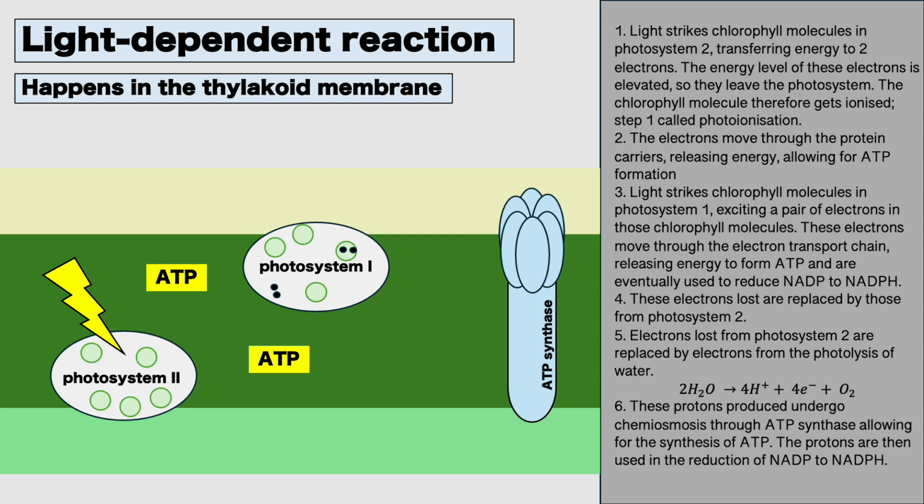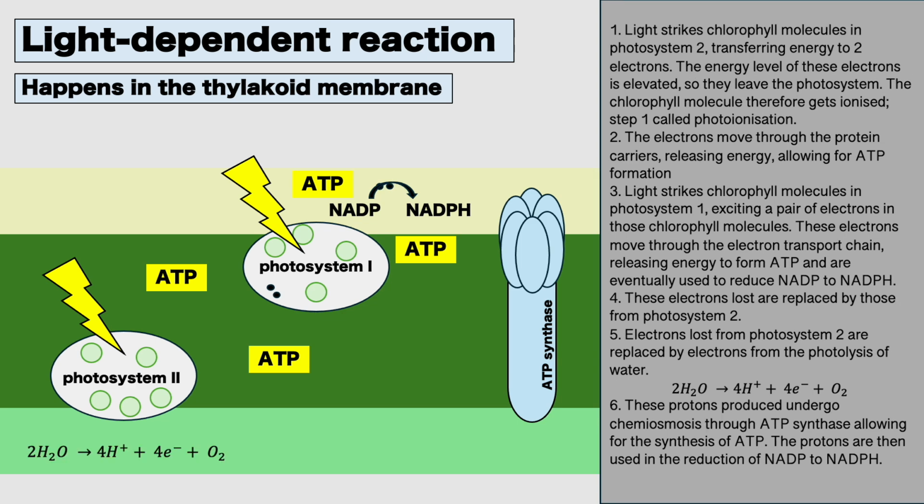Step 3, light strikes chlorophyll molecules in photosystem 1, exciting a pair of electrons in those chlorophyll molecules. These electrons move through the electron transport chain, releasing energy to form ATP, and are eventually used to reduce NADP to NADPH. These electrons lost are replaced by those from photosystem 2. Electrons lost from photosystem 2 are replaced by electrons from the photolysis of water.